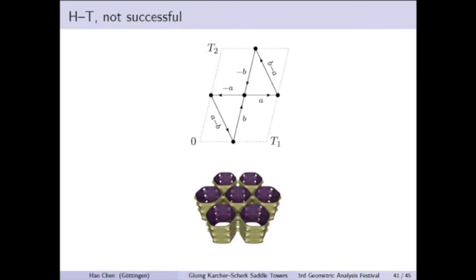This is another inconclusive example. This is meant to generalize Schoen's famous so-called HT surface, as you see below. The problem here is that the graph, not the phase function, the graph is not rigid.